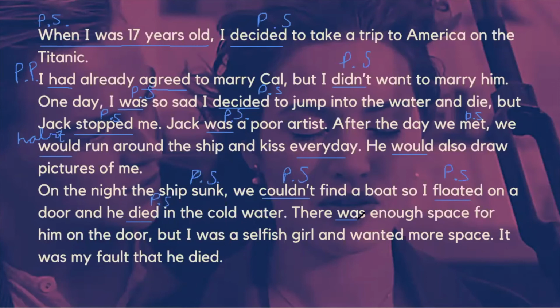Now, there was enough space for him on the door, past simple, but I was a selfish girl. I think she wants to show that she is no longer a selfish girl. So this is something that has changed about her. So she will say, I was a selfish girl and wanted more space in the moment at that point. She wanted more space. So past simple. And at that moment, it was my fault that he died. And of course, died is something that happens and it's over.